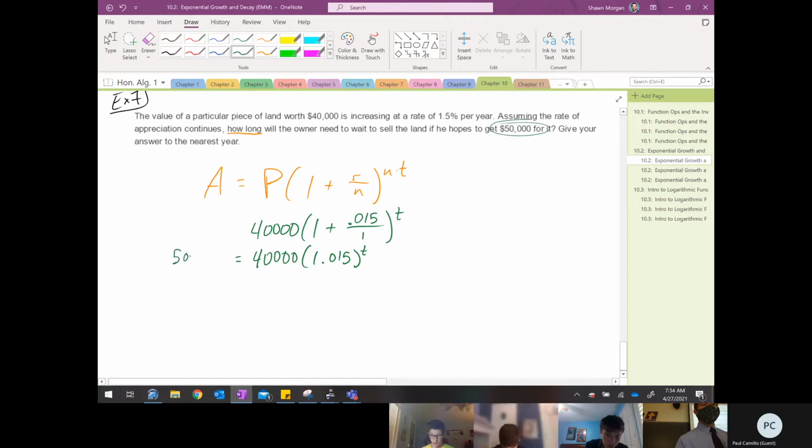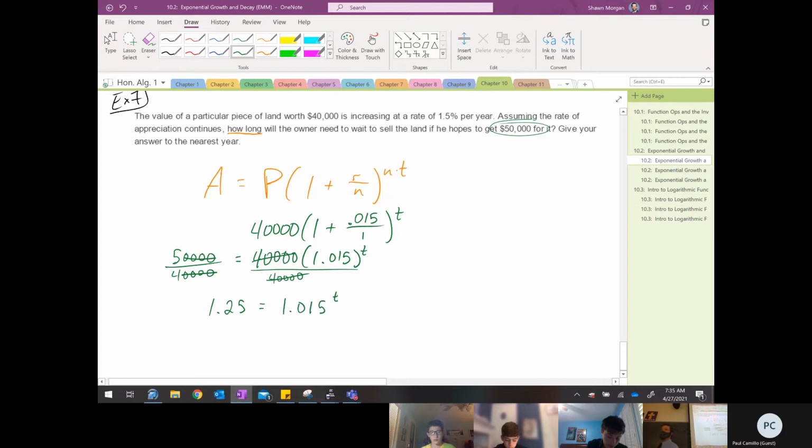50,000. So 50,000 right there. Okay. Now, here's my recommendation. I'm going to divide both sides by 40,000. Divide both sides by 40,000 because not only am I trying to get t by itself, but I also notice there's 4 zeros, there's 4 zeros. I can cancel that out. I can get 5/4, or 1.25 equals 1.015 to the t. Okay?